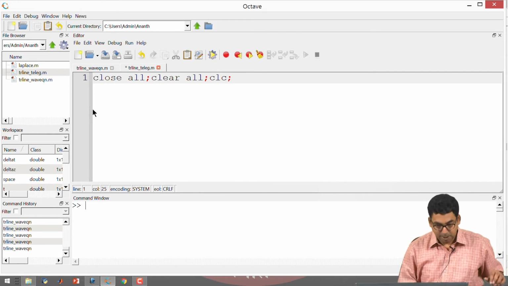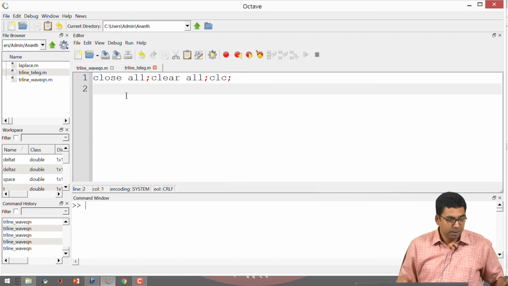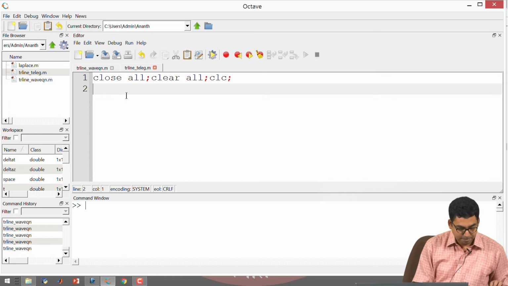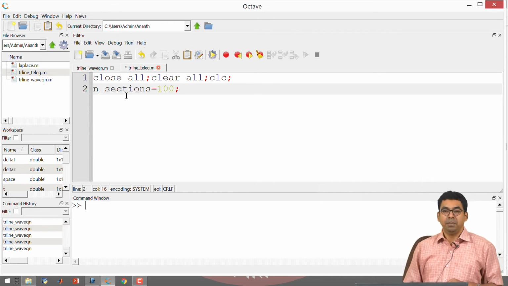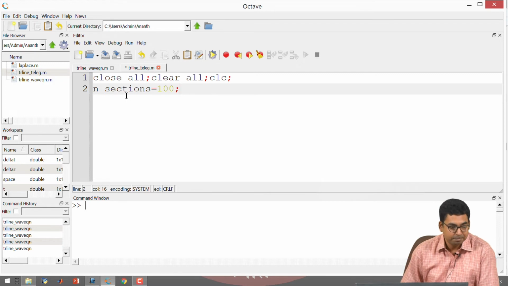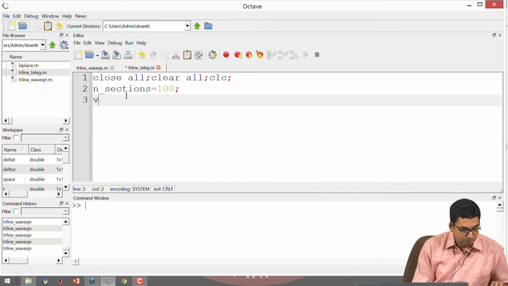So, I start with the standard statements, close all, clear all and clc. Now, I am going to define my transmission line in the way we had seen in the earlier theory classes. I want to say the number of sections that are going to be present in the transmission line. We are going to start with 100 small sections. So, I am assuming that the transmission line is chopped into 100 small pieces. So, I am going to define my voltage.